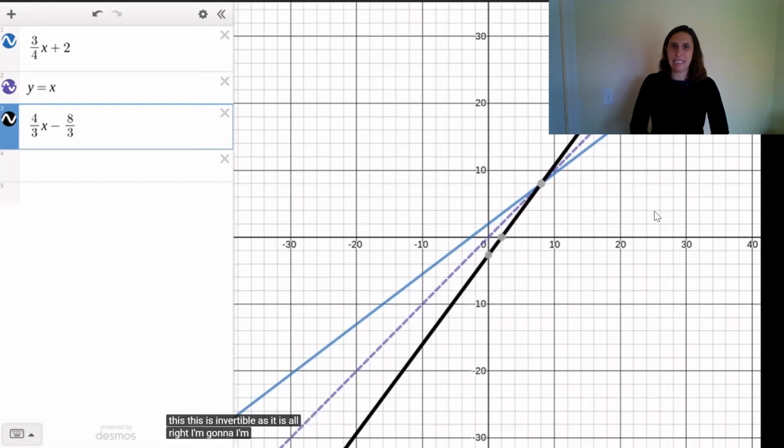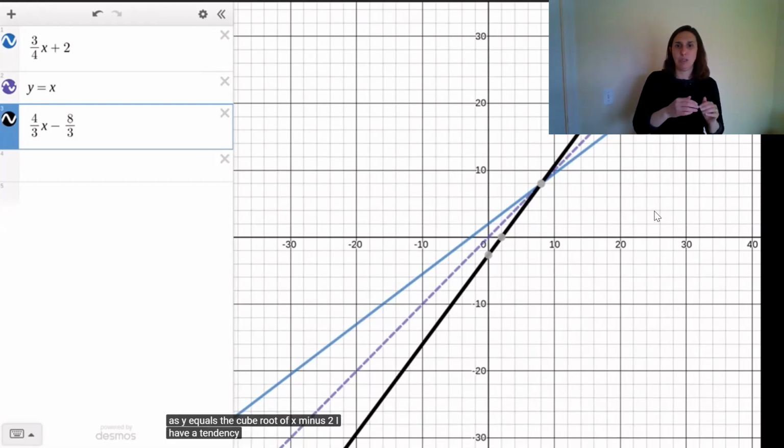All right, I'm going to repeat my steps. I'm going to replace f of x with y. I'm going to swap x and y. So x equals y cubed plus 2. I'm going to solve for y, so I'm going to subtract 2 from each side. And now I'm going to take the cube root of both sides. And so we can write this as y equals the cube root of x minus 2.